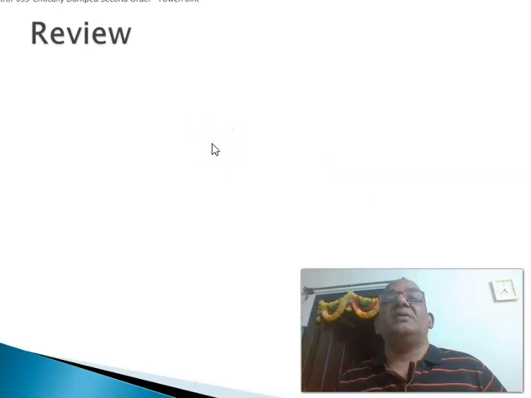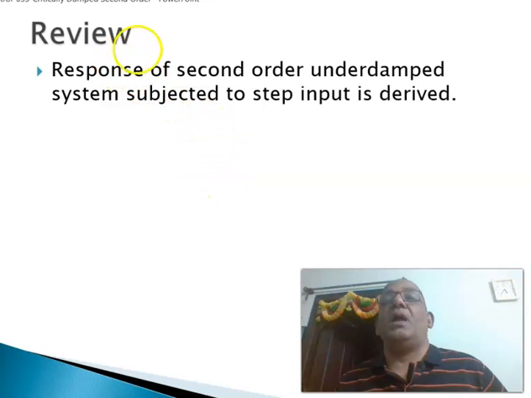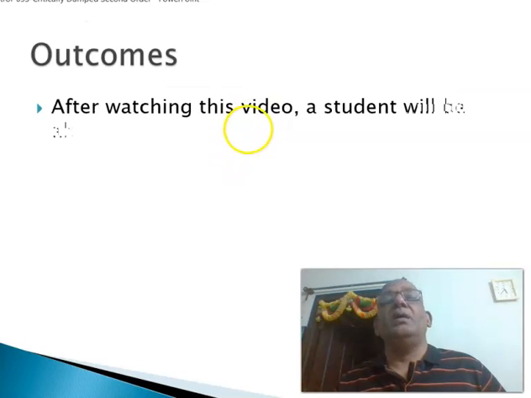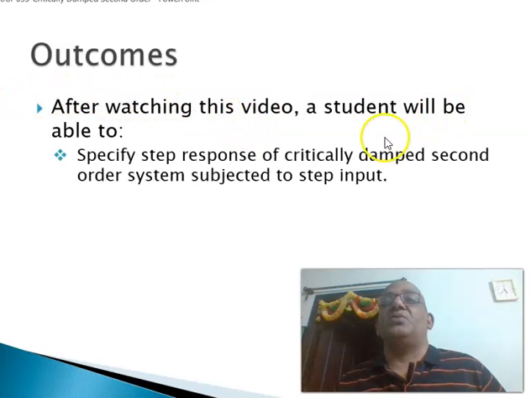We started considering second order systems and we derived the response of a second order underdamped system subjected to a step input. We have seen that an underdamped system exhibits oscillatory behavior and exhibits overshoot when it is subjected to a step input. In this video, we will consider the step response of a critically damped second order system as it is subjected to a unit step input.